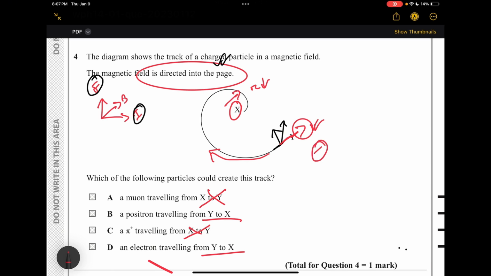So it is a negatively charged particle. Here an electron is a negatively charged particle between positron and electron, so our answer will be D.